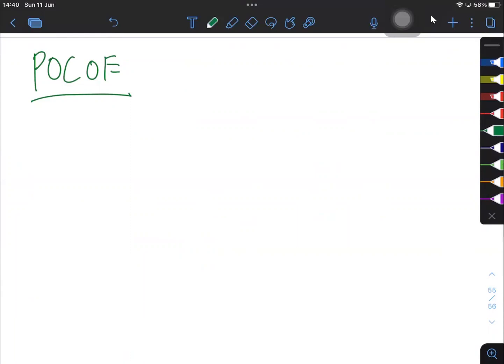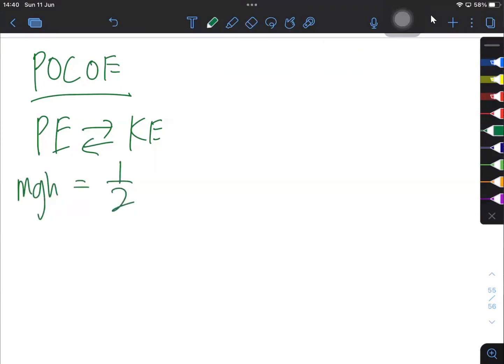Good, very good answer. Energy can never be created nor destroyed. It will always be transferred from one form to another. In your IGCSEs, the most famous transference of energy is always going to be either potential energy to kinetic energy or vice versa. Okay? What's the formula for potential energy again? Very good, mgh. And kinetic energy? Very good, half mv squared.